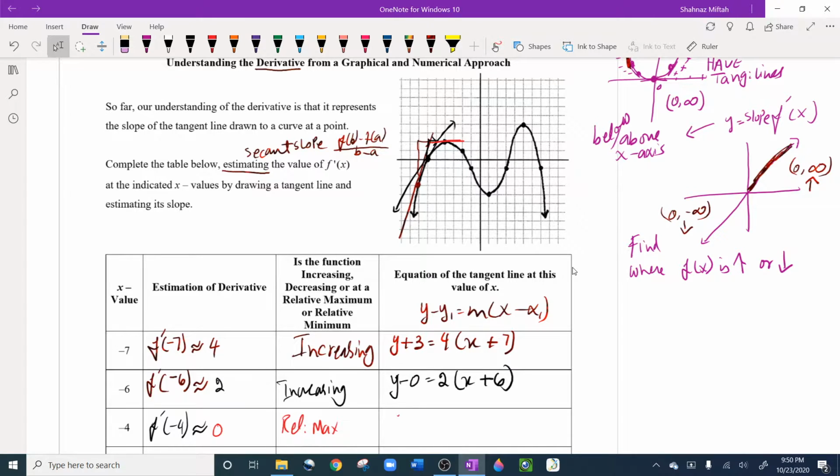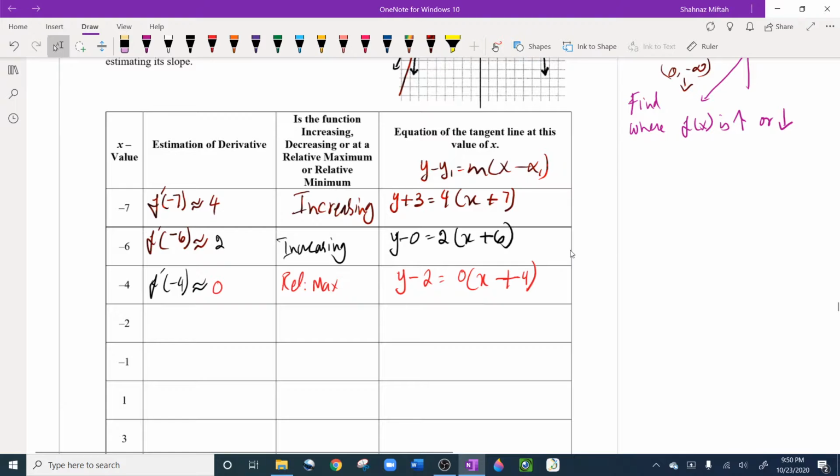My equation, it's going to go y. Now, what is the point at negative 4? It's 2 positive right there. So it's going to go minus 2 equal, the slope is 0, x minus negative 4 turn positive. There you go. So technically, when I do this, it's going to be y equals 2.